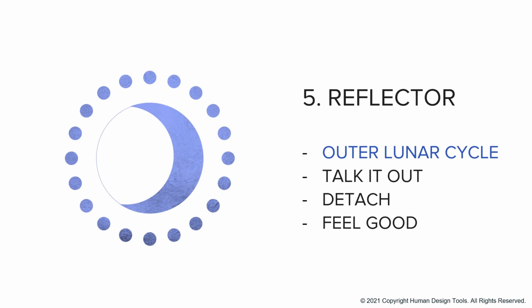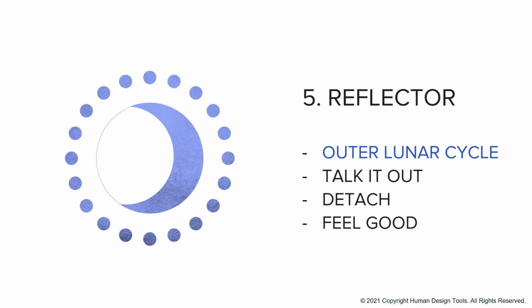So this is this outer lunar cycle, and talking it out outside of yourself and detaching from everything around you because you're so open and you take in energy from others. You don't want to get more confused by being around others' energy and taking it in. You want to talk it out so that you know the answer for yourself. You're just bouncing things off others, or reflecting it off them, and talking it out for yourself. If you do not clearly know the answer by the end of a lunar cycle, then wait another cycle.